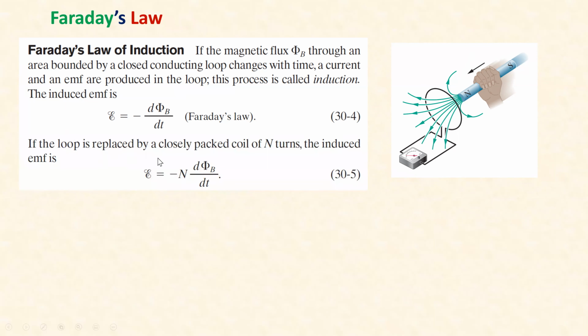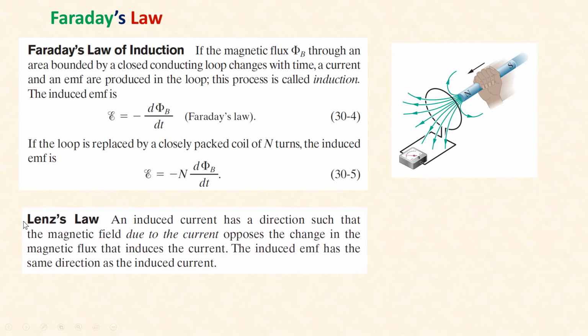If the loop is replaced by a closely packed coil of n turns, the induced EMF is n times bigger because each one creates an EMF and all of them are in series. So the EMF becomes n times d phi over dt. And there's a negative sign here. What is that negative sign? That negative sign indicates the direction of the induced current or induced EMF, and it follows Lenz's law. That negative sign is actually the indication of Lenz's law.